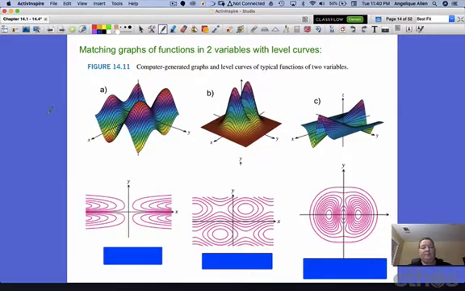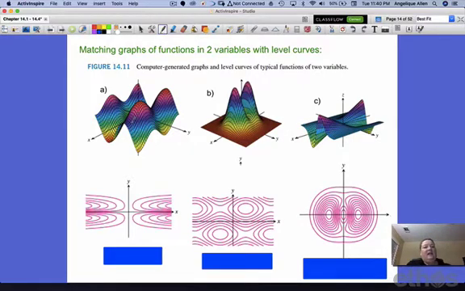Now, we want to try and learn to match together functions with their contour curves. So the answers at the bottom are jumbled, but the answers are underneath the blue rectangle. So take a moment and pause it and look at these and just tell me which contour chart goes with which function. Okay. So hopefully you pressed pause and thought about that for a moment. And let's see if you got this right.